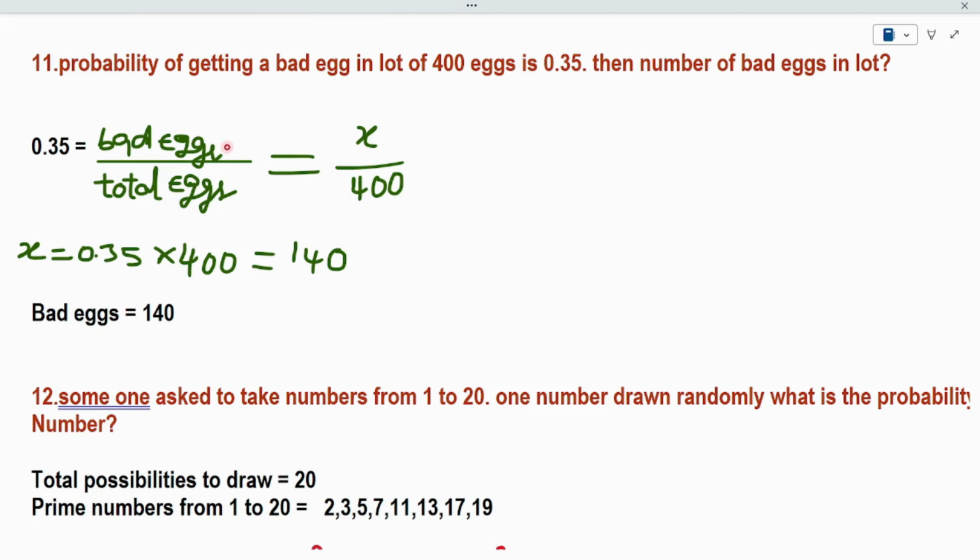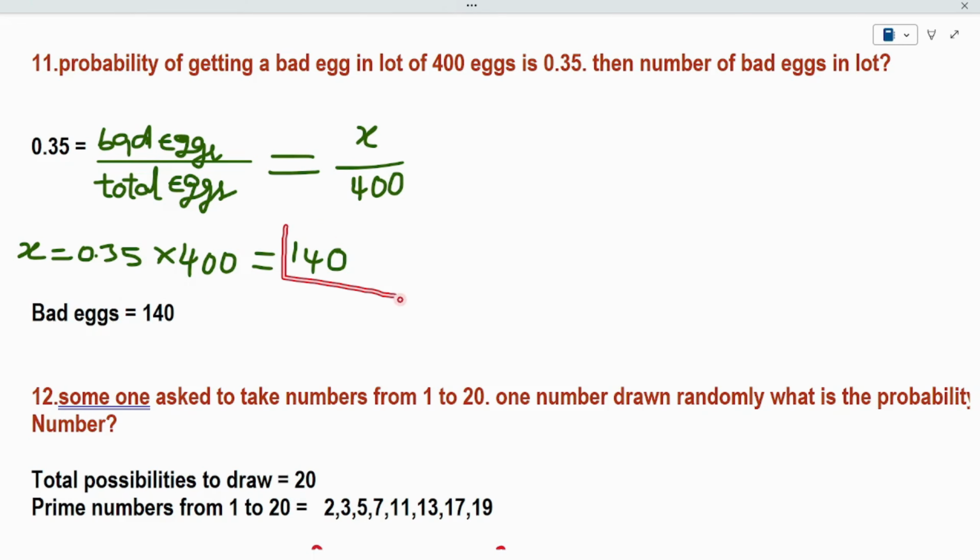Here the event or favorable outcome is bad eggs, because in the end we need to find the bad eggs. So my event will be bad eggs and the total possibilities are 400. Why? Because I am taking out 1 egg at a time. How many times can I take out? 400 times. So 0.35 equals x by 400, where I am taking the number of bad eggs as x. By simplifying, we get x equal to 140.